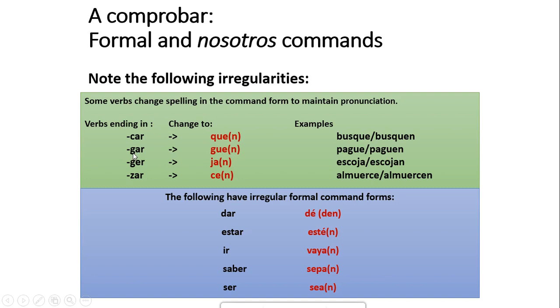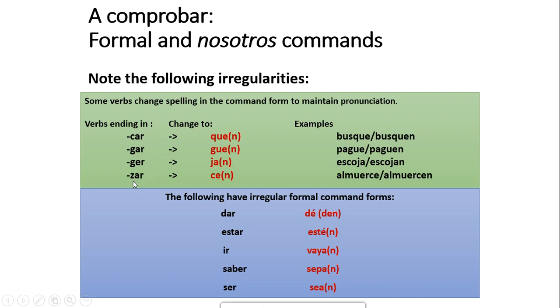For verbs ending in gar, we're going to change that to a GU from the yo form. For example, pagar is pago. I'm going to drop the O, change it to a GU, and then add the E. So that's where I get pague, paguen. For any verb ending in G-E-R, the G will change to a J-A. Escoger is the infinitive of this, and that's where you get escoja, escojan.